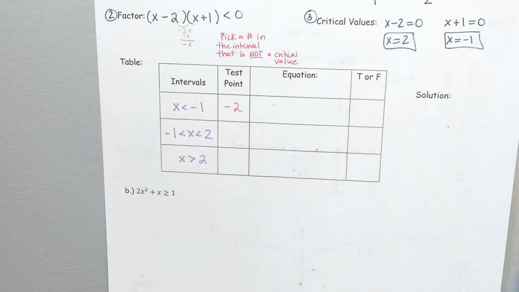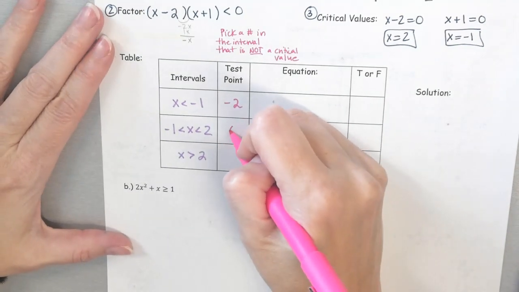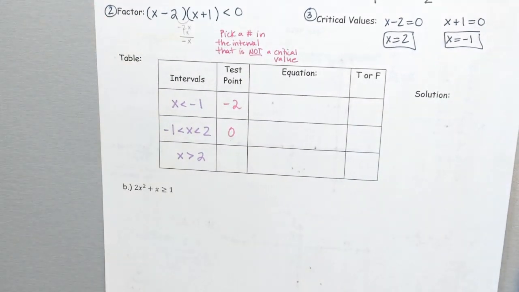Okay, what's a good number that's between -1 and 2? You could use 1, you could use 0. Either one of those is fine. I like to use 0 because it's just simpler to calculate in your head. And then a number greater than 2, 3. Great.